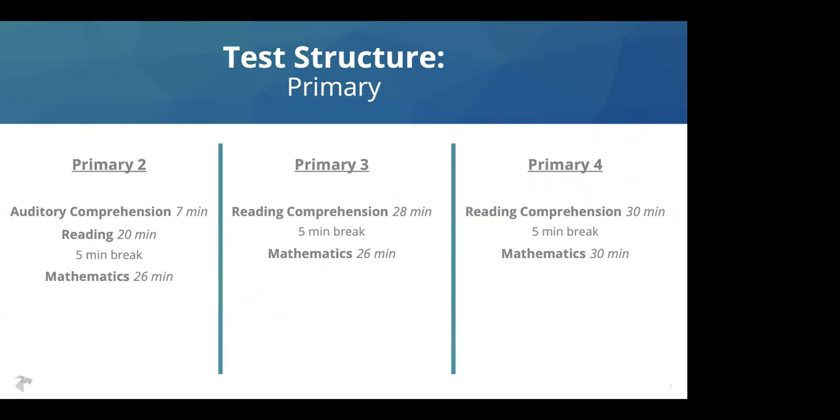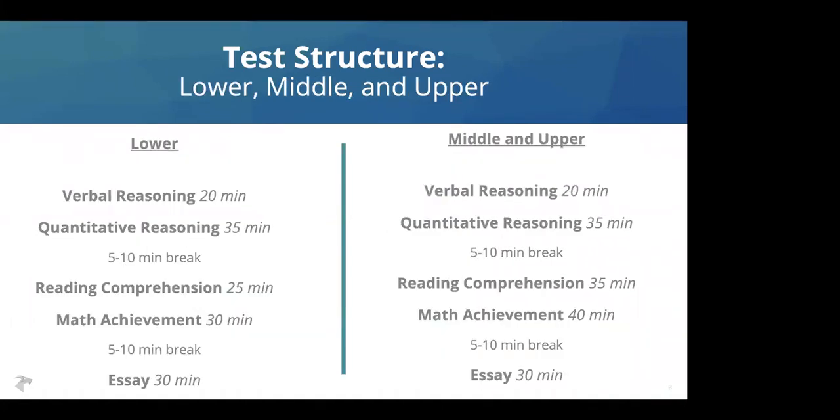The primary levels have a reading and a math section. The primary 2 test also has an auditory comprehension section. One thing to note is that as of this year, the primary level tests no longer include a writing sample. The lower, middle, and upper levels of the ISEE have 5 sections: verbal reasoning, quantitative reasoning, reading comprehension, math achievement, and the essay.